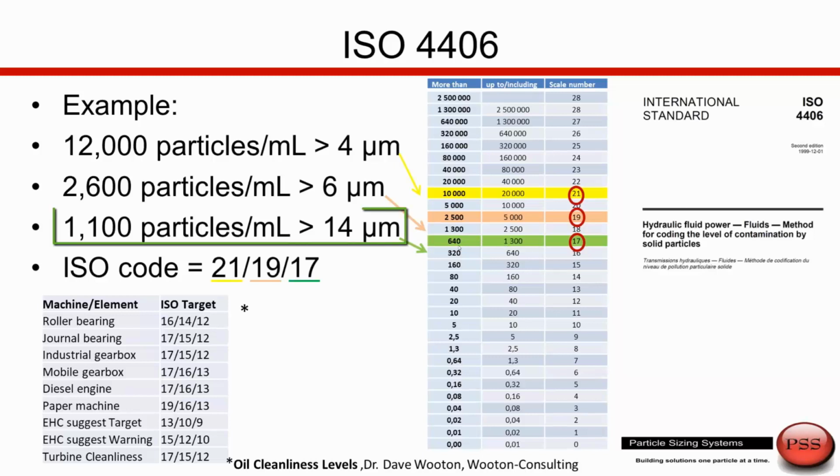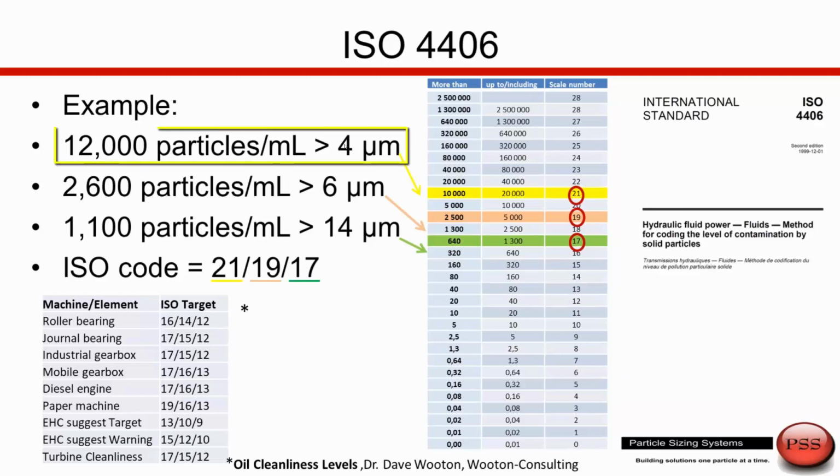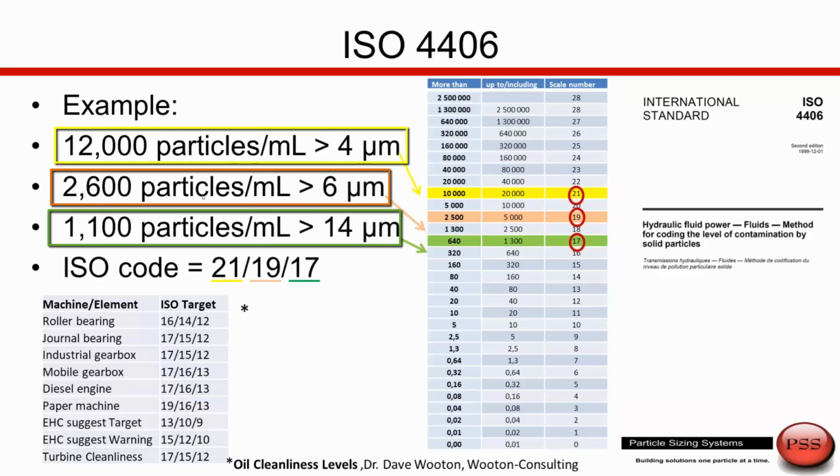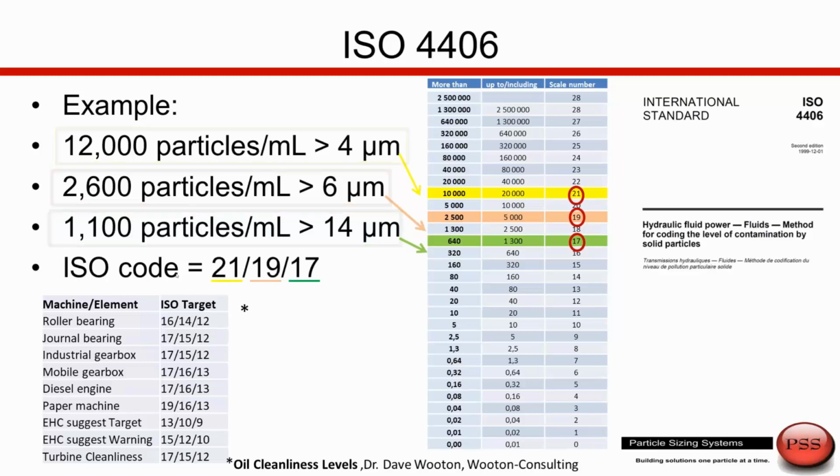And if we fall in, for instance, between 640 and 1300 particles per ml, we would say that is code number 17. So what we're going to do is typically make replicate measurements. Often we'll look at the average of the replicate measurements. And then we look at the code numbers at 4, 6, and 14 microns. We will describe the contamination level for that sample by the ISO code at those three size ranges, such as we see here, where we'd say this is code 21/19/17.